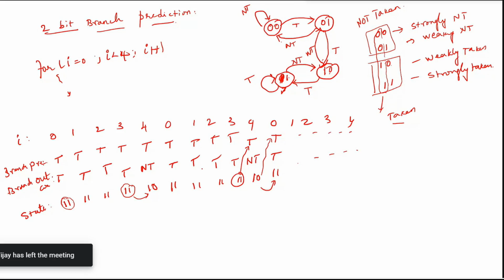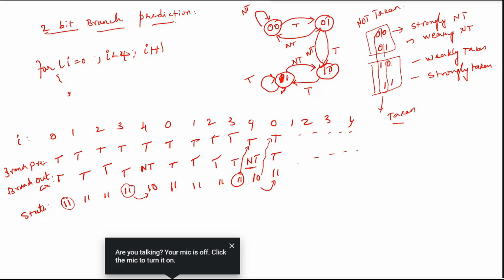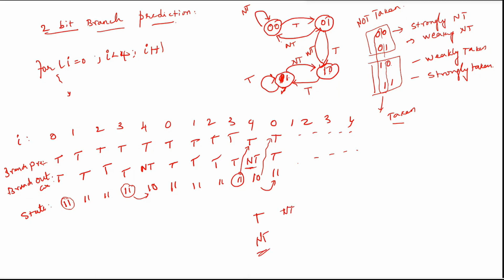Here is where we need to check. In the previous 1-bit case, when the branch was not taken, it immediately changed the decision to not taken. But in the case of 2-bit prediction, it at least goes through two levels of confirmation. So it does not immediately change to not taken; it goes to weakly taken first. From there, if it is not taken again, then it may go to not taken.